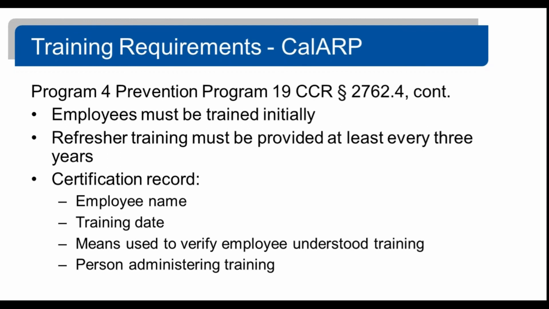The difference for documentation of training for Program 4 facilities is that you actually need a certification record. And the certification record must include the employee's name who received the training, the date the training was provided, means used to verify the employee understood the training, and then you also have to include the name of the person who administered or provided the training for those employees who operate a covered process for Program 4 CalARP facilities.